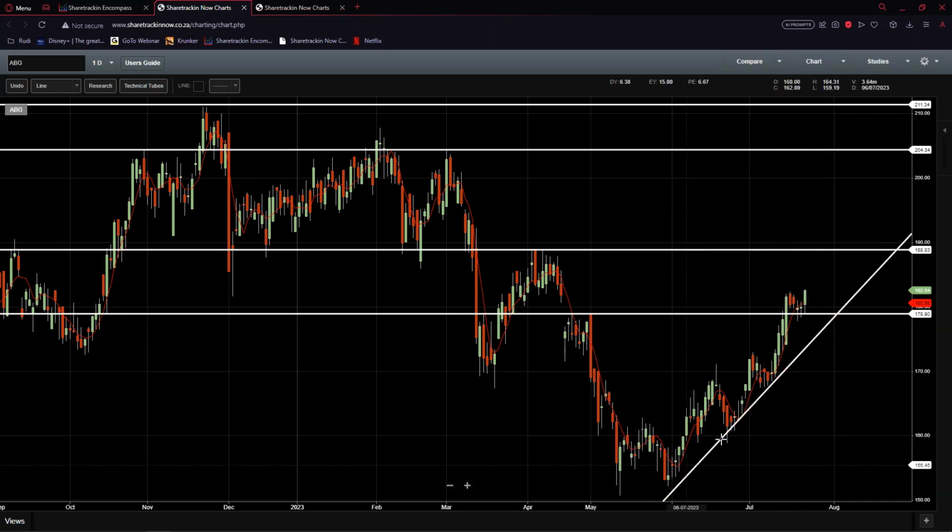Once I've got my trend line, I know that's the trend that the share needs to hold on to. So if the share pulls back, it needs to pull back to the trend line and go back up. If it breaks through my trend line, it means it's done with the trend. We don't want the share to break through that trend.